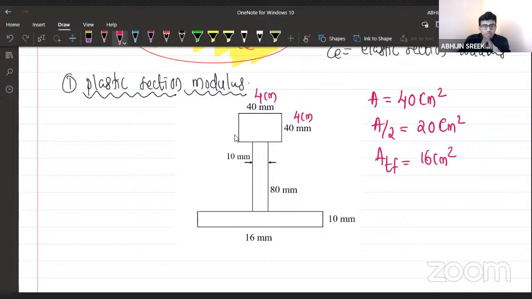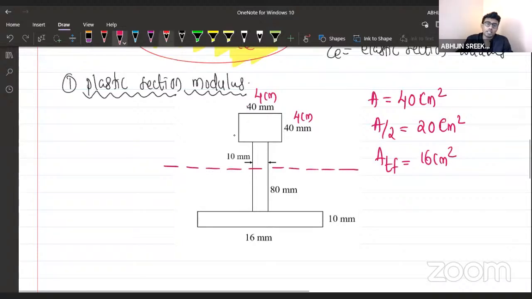Why? Because even if it is there, it is not splitting the section equally. On the top of the equal area axis, or plastic neutral axis, it is 16 centimeters square only. So which means the plastic neutral axis should be somewhere in this web, right? Plastic neutral axis somewhere here.